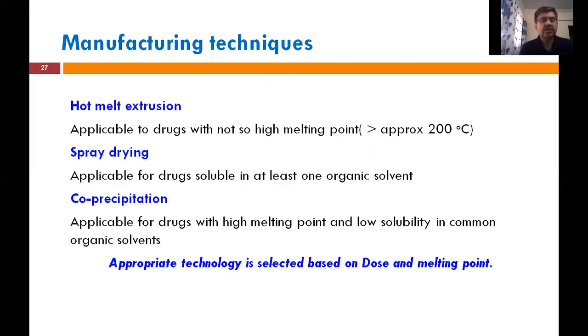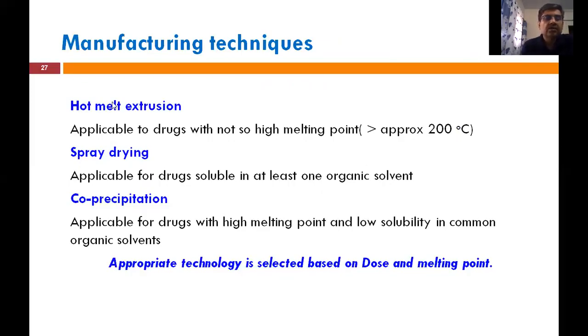The first one is the hot melt extrusion, and the second one is spray drying, and the third one is co-precipitation. The first two, that is hot melt extrusion and spray drying, are the most common techniques that are utilized, whereas co-precipitation has been used very rarely for the industrial scale-up of the amorphous solid dispersions. Hot melt extrusion is a solvent-free technique wherein you take the mixture of the drug and the polymer and pass it through the hot melt extrusion equipment, and you get the pellets of the amorphous solid dispersion.